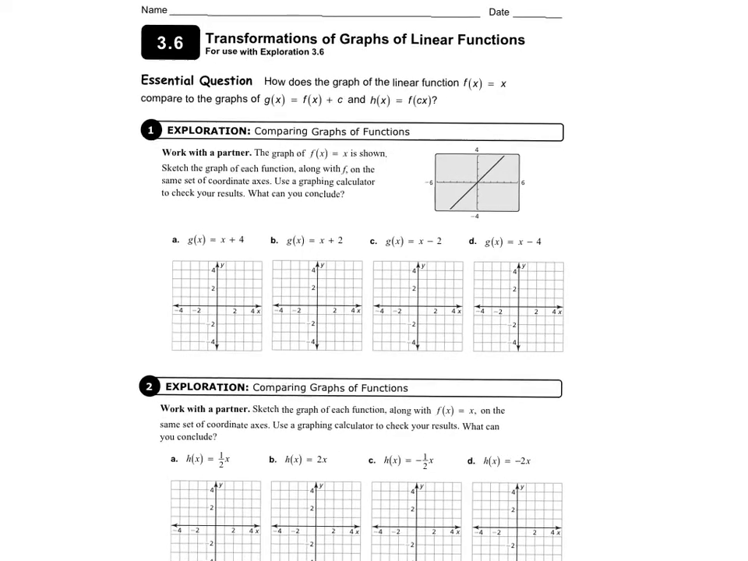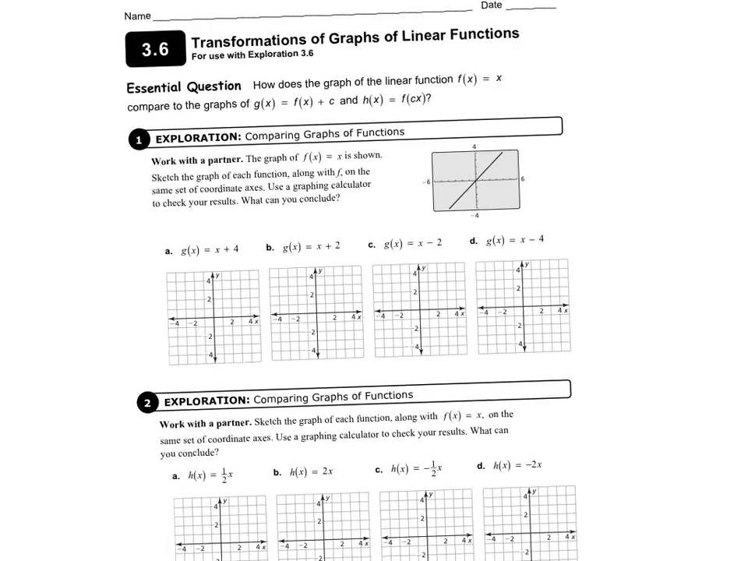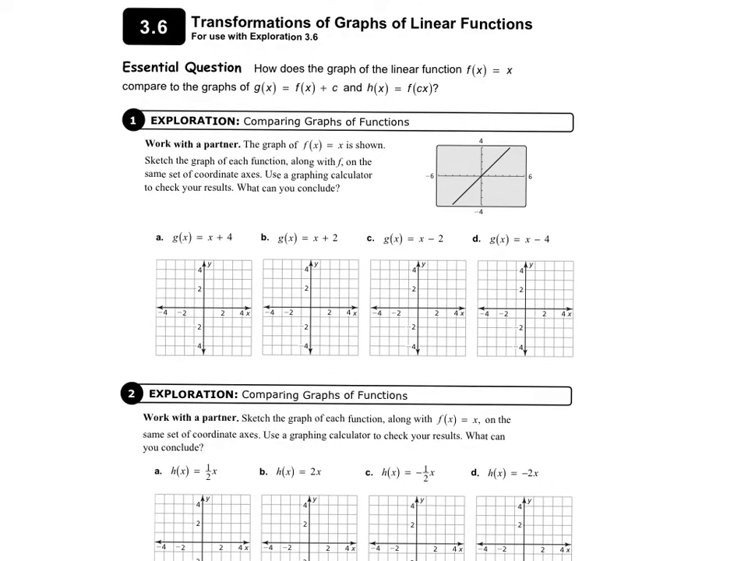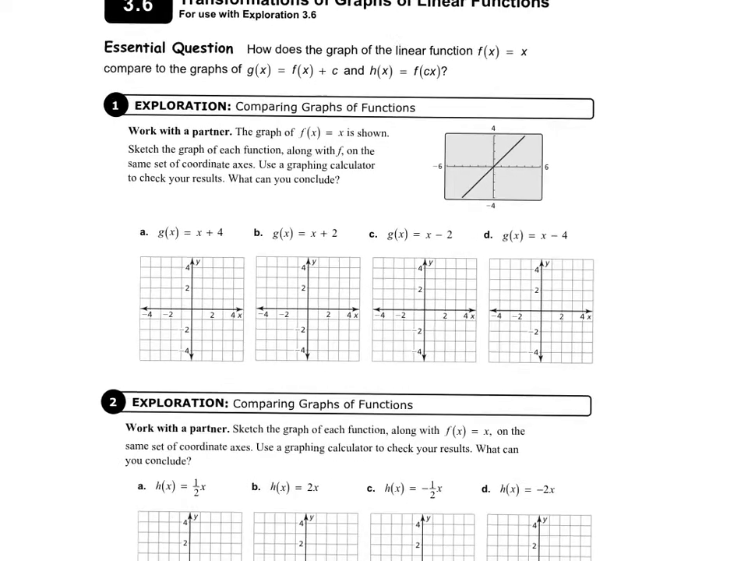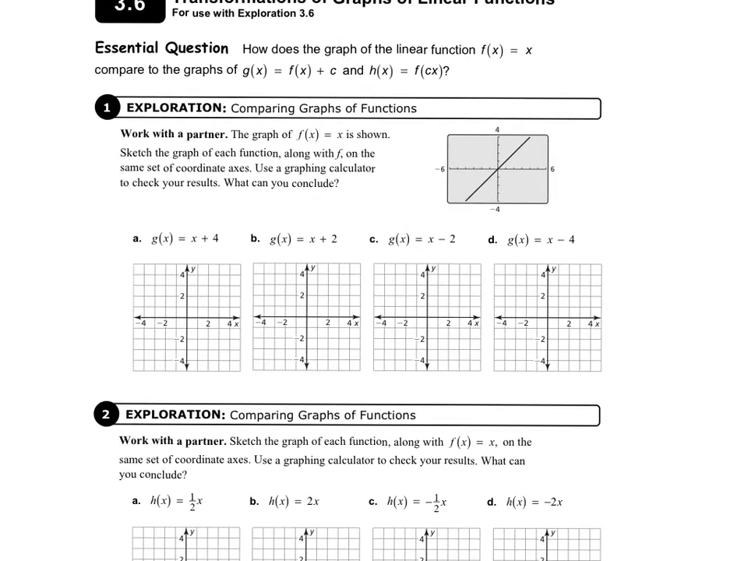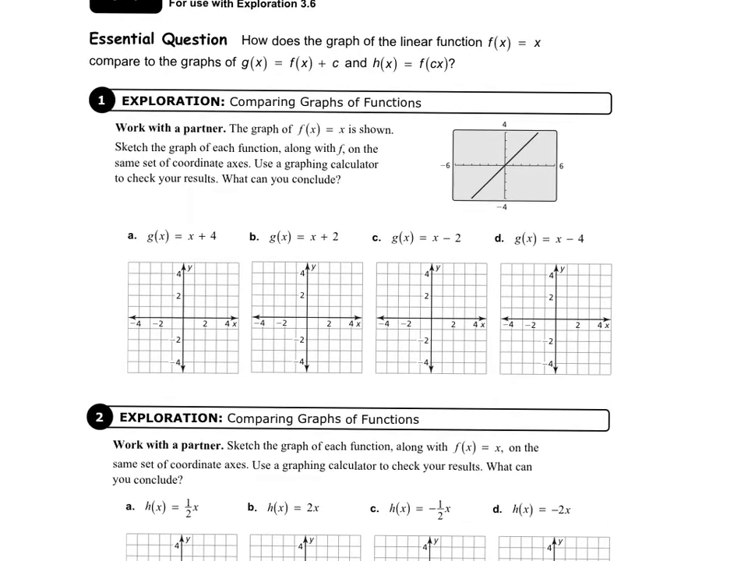So how does the graph of the linear function f of x equals x compare to the graphs of g of x equals f of x plus c and h of x equals c times f of x? Basically, these are new functions that equal your old function plus something, or your old function multiplied by something. That's all it comes down to. So let's just work this out.